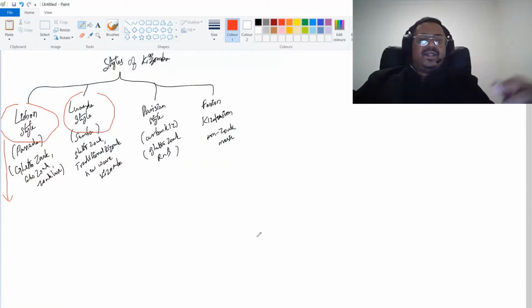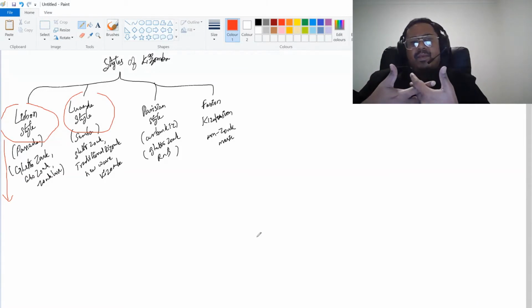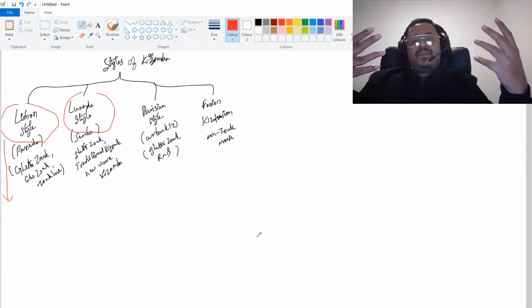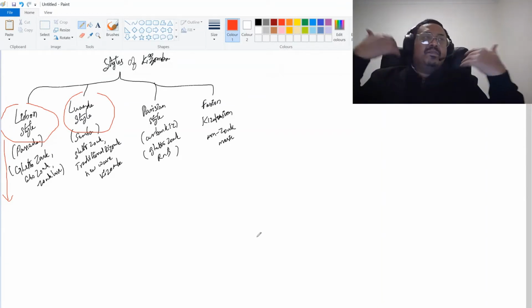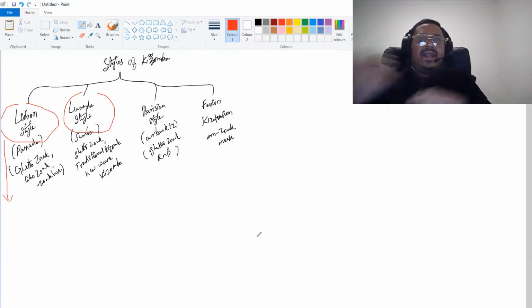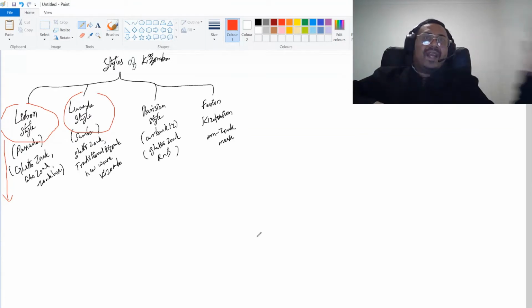So that is what I'm calling the Lisbon style of Kizomba. Basically, it's Pasada, but now it has been marketed as Kizomba, and now I don't know if we can go back and remarket the dance as Pasada.